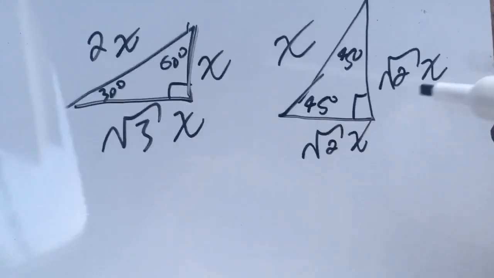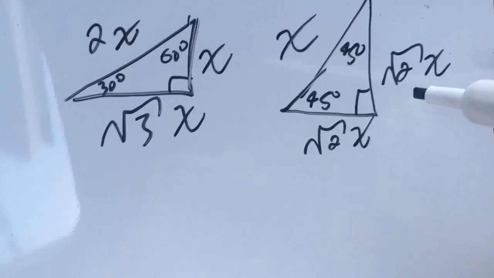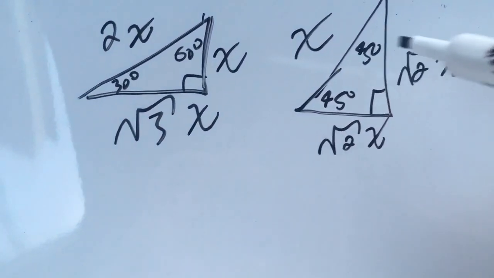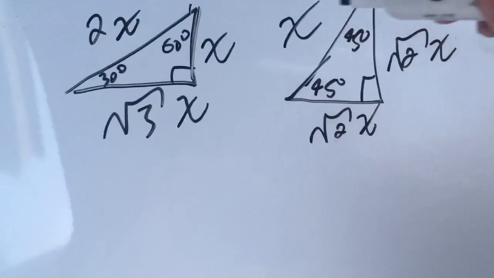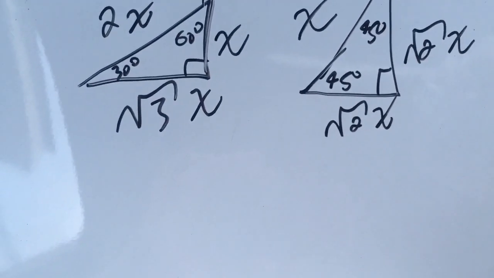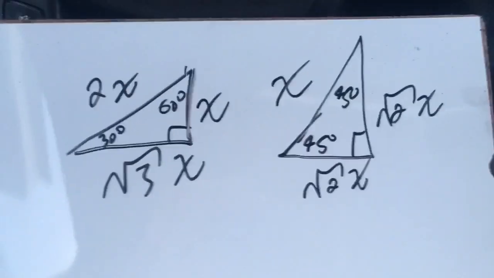And for the 45-45-90 degree triangle, if the hypotenuse is x, then these two sides are always x over root 2. So if x is 10, then these two sides are always 10 root 2. And let me prove why.